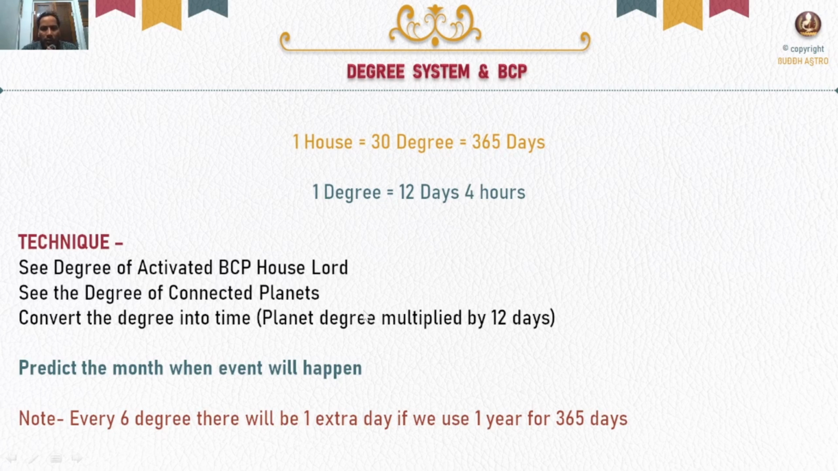How will we convert? We take the planet degree and multiply by 12 days, because 1 degree is equal to 12 days, 4 hours. So directly multiply the planet degree by 12 days and you can predict the month when that event will take place. If you take the 4 hours also, then for every 6 degrees you have to add 1 extra day if we use 365 days. People generally use 360 days directly and use 12 days for 1 degree. This is how we can use it.